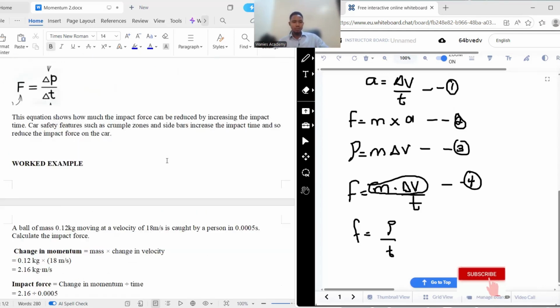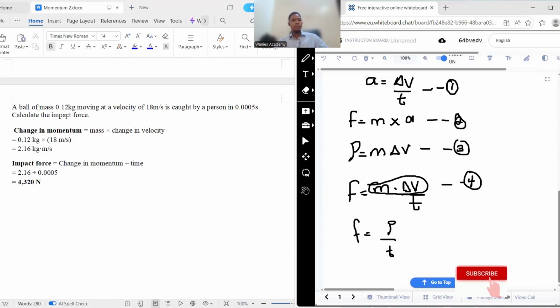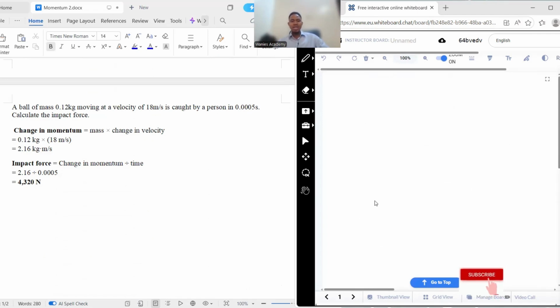We have an example here. A ball of mass 0.12 kilogram moving at a velocity of 18 meters per second is caught by a person in 0.005 seconds. Calculate the impact force. So we go directly with the mass, M equals 0.12 kilogram. V, the velocity, is 18 meters per second.